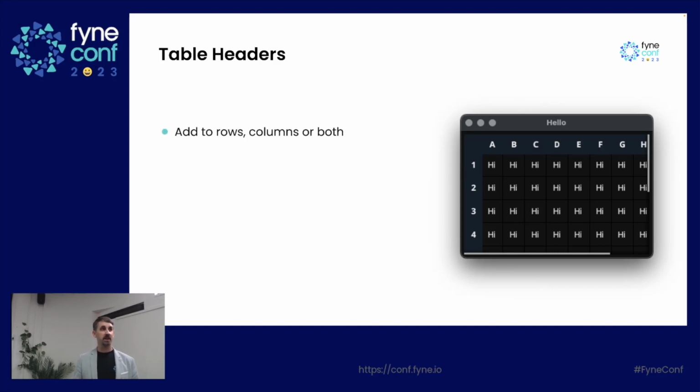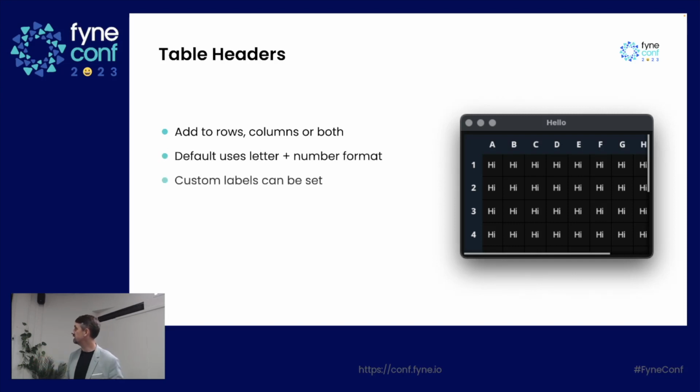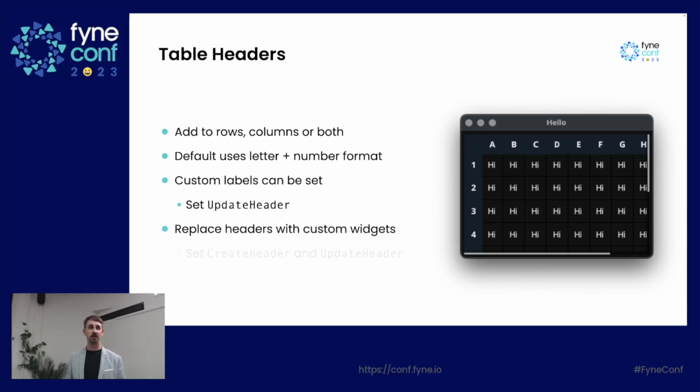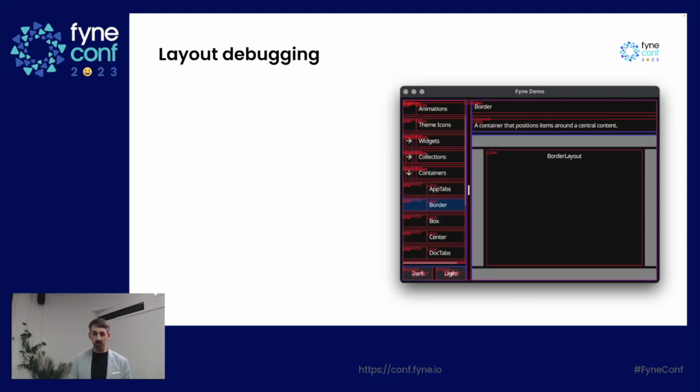Like I said, we added table headers, where you can add them to your rows or columns, or both. By default, it is the letter and number format that you see. Dark mode's not coming out particularly well on the projector, but it's highlighted a little in the color there. You can set the labels yourself. You can set your own update header function, much like other parts of using tables. Or you could replace the header functionality completely with your own custom buttons, toggles, whatever it is, by using create header as well as update header. So yeah, great new table features.